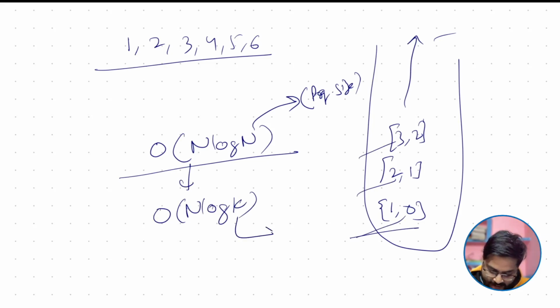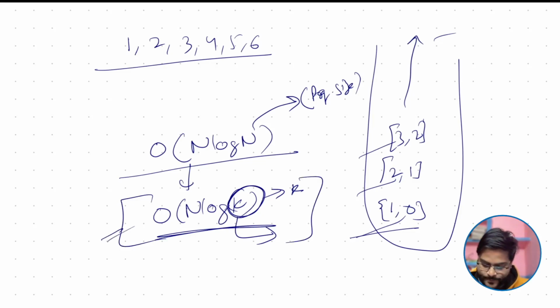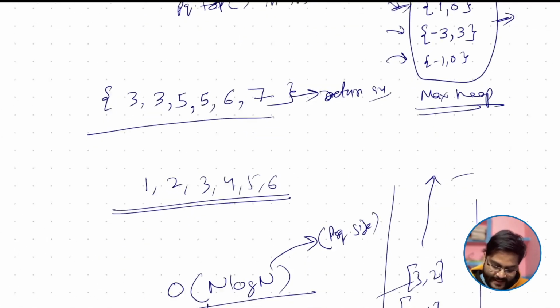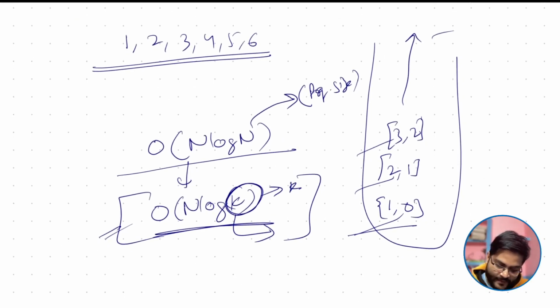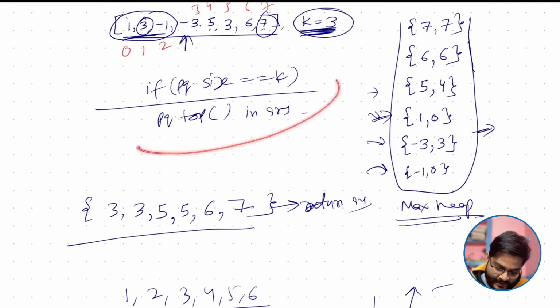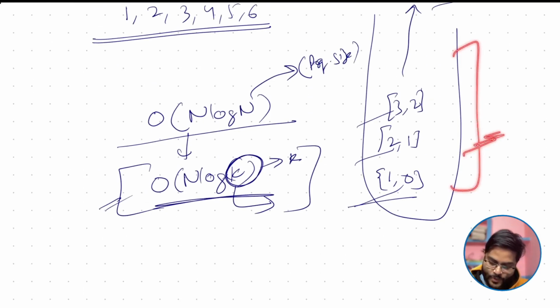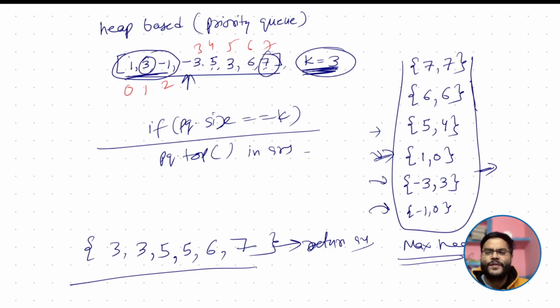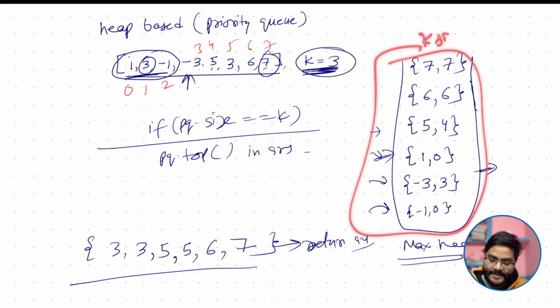Okay, so at max, whatever maximum my k will be, that will be the time complexity of this algorithm. So what can happen is that every time we'll push the element, and here I will check from this heap. In the previous problems, we were taking a constant size heap, at max k size, but in this problem we are not taking a k size heap.